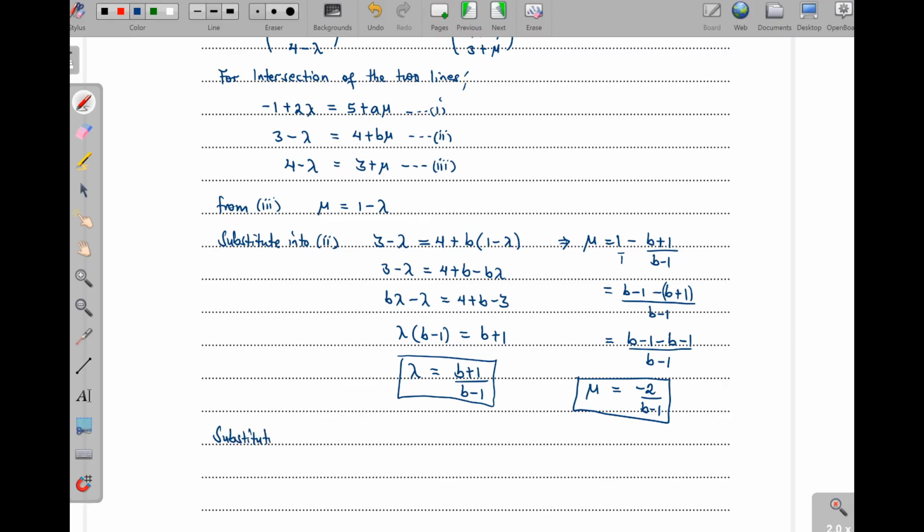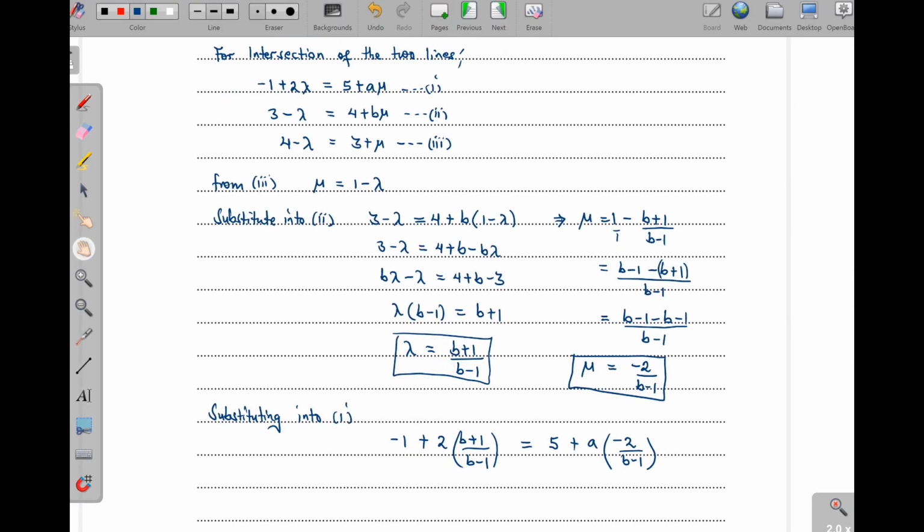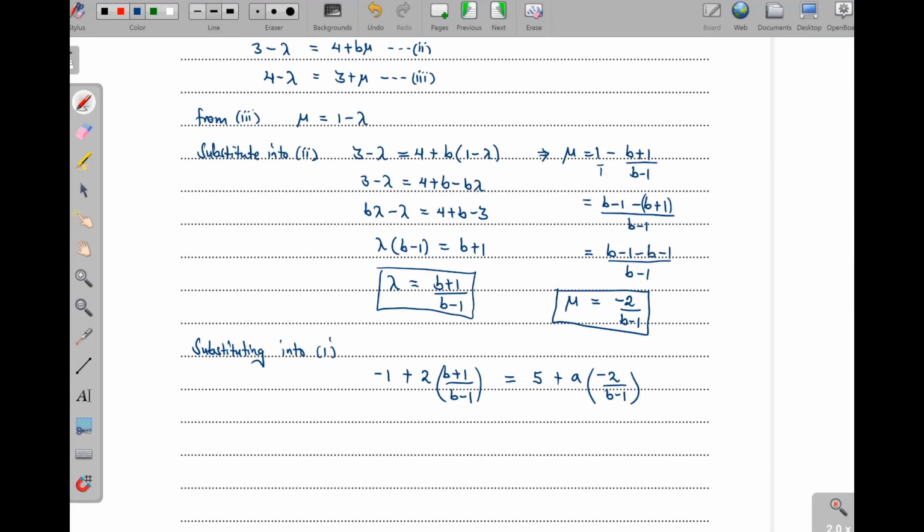So substituting into equation 1, we have negative 1, then plus 2 lambda. Lambda is (b plus 1) out of (b minus 1), not so? Then we are equating this to 5, then plus a, and then our mu is negative 2 out of (b minus 1). Then we open the bracket, so you can see that we have eliminated the lambda and the mu, so we shall have b and a.